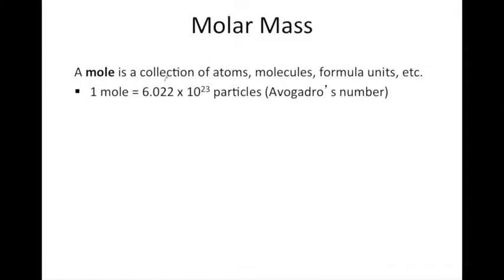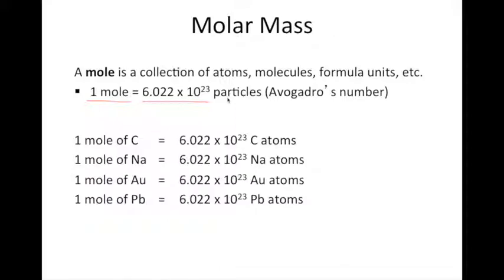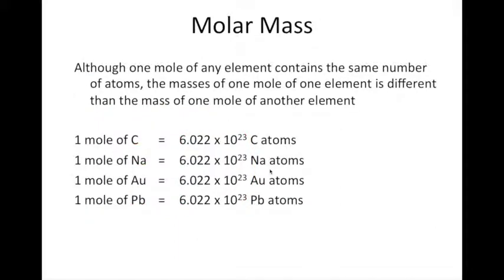A mole is a collection of atoms, molecules, or formula units, and 1 mole is numerically equal to 6.022 times 10 to the 23rd atoms or molecules or formula units. So if we said we had 1 mole of carbon, 1 mole of sodium, 1 mole of gold, 1 mole of lead, we would have the same number of atoms because 1 mole of anything is 6.022 times 10 to the 23rd of that substance.